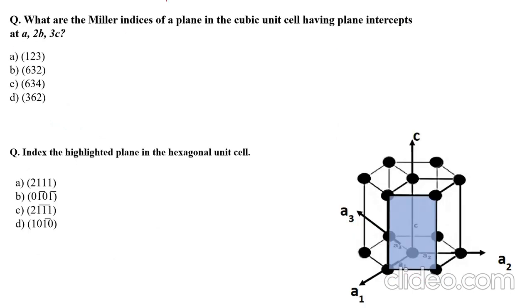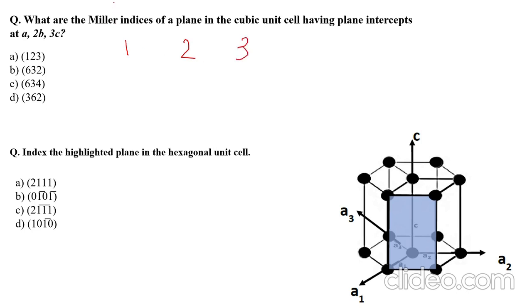The next question says: what are the Miller indices of a plane in a cubic unit cell having plane intercepts at A, 2B and 3C? So you are given a plane in a cubic unit cell. So you have three intercepts. You have A, B and C, and the intercepts are 1, 2 and 3. So you have to identify what the Miller indices are.